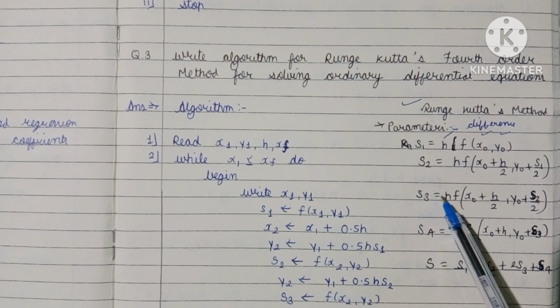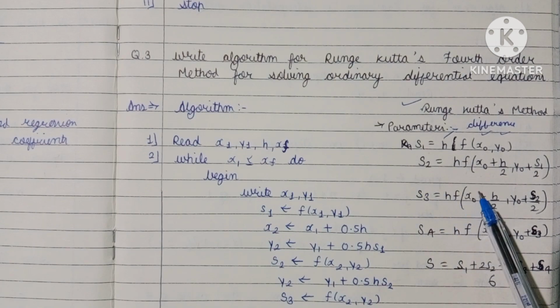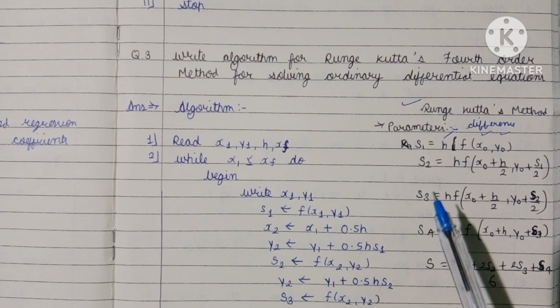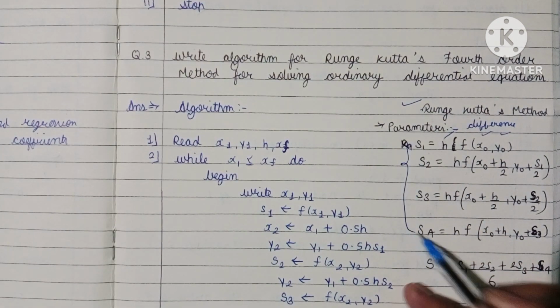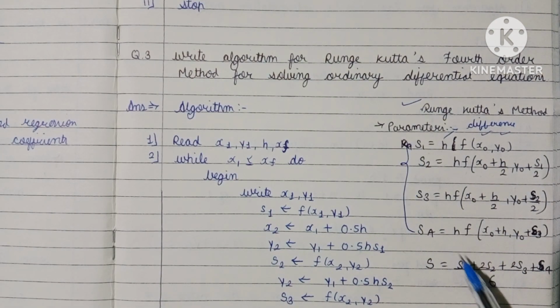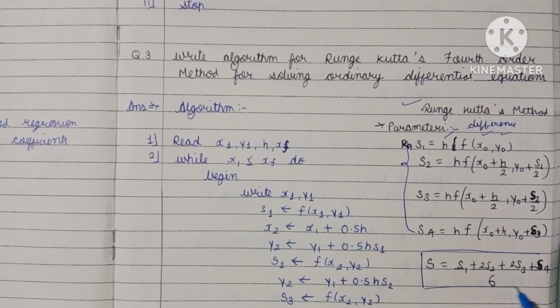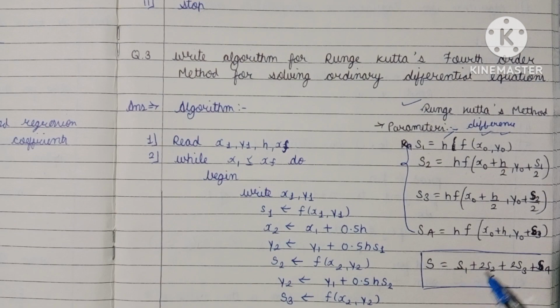Now s3 equals h of f of x0 plus h by 2 comma y0 plus s2 by 2, and similarly s4 equals h of f of x0 plus h comma y0 plus s3. So by this we get s1, s2, s3, s4, and the main formula uses these four values: s1 plus 2 s2 plus 2 s3 plus s4, divided by 6.